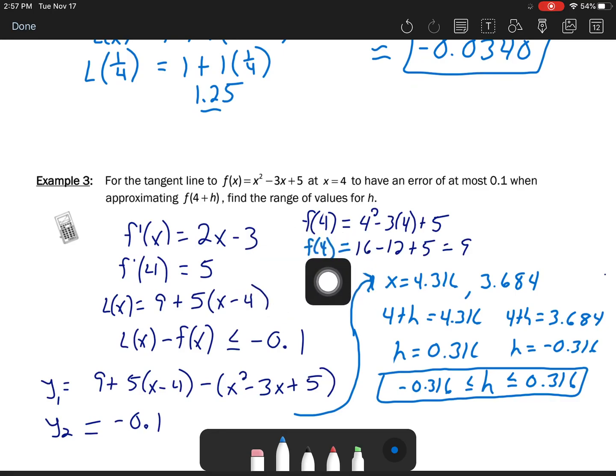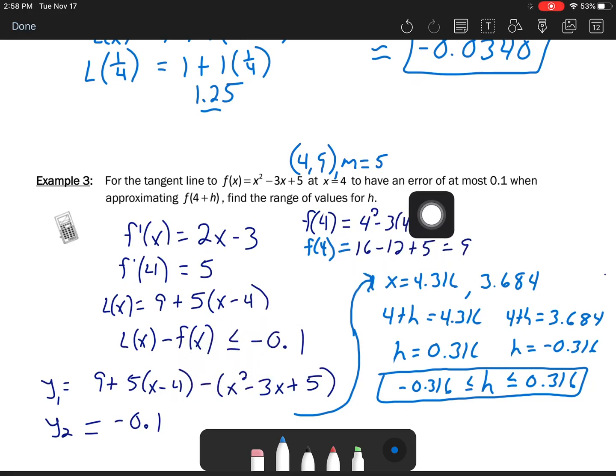My point would actually be (4, 9) if I plug that 4 into my f of x equation. So I've got (4, 9) for the point, and the slope is 5, which is what we got there. With that information, we've got 9 plus 5 times (x minus 4). There's my tangent line equation.